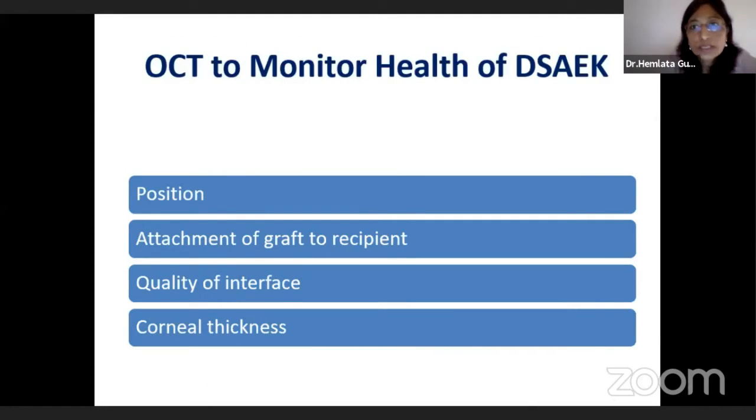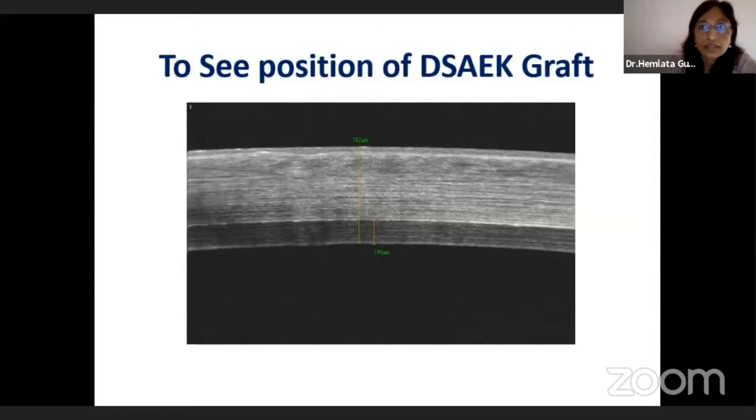Most corneal surgeons these days do anterior segment OCT routinely to look at the health of the dissected graft. Like in this image, you can see that it was taken after day 3. The corneal thickness is more, and there's a little corneal edema still present, but the graft is very well attached.